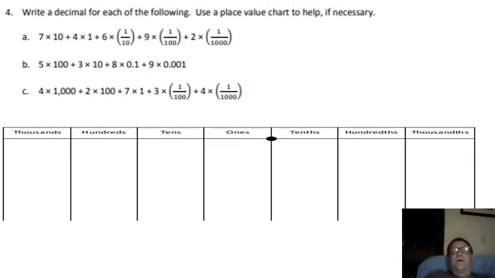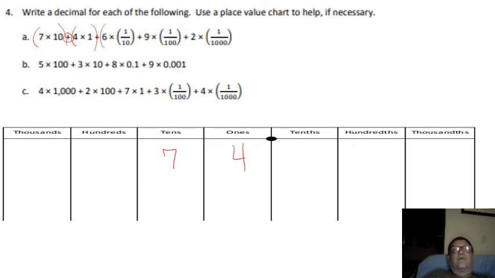All right, now for these next ones, we're given expanded form, and we're going back to standard form. So, easiest thing is to go ahead and read these. And I'm going to start here. 7 times 10. That tells me there's 7 tens. Then this addition sign right here tells me I'm going to the next place value. 4 times 1.